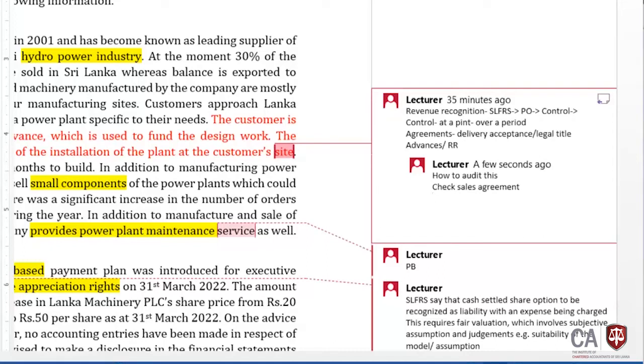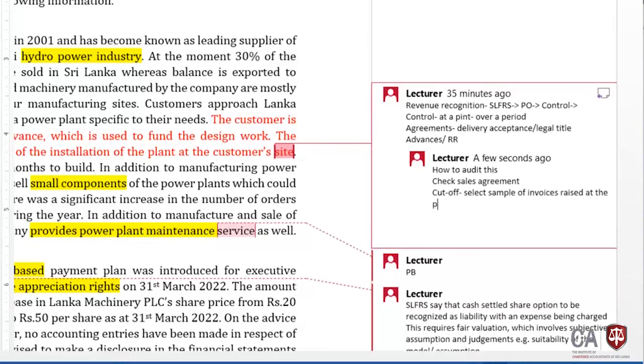That is one answer. The next thing, definitely if there is a problem with the point of recognition, the next issue to audit is cut-off. At the balance sheet date any advances received, there is a chance they would have recognized this as revenue. So, I will select a sample of invoices raised at the period end and check what? Based on the agreement, if it is after delivery, after completion of the full thing or delivery, right, and ensure what? It is delivered, assuming it is on the delivery basis, right.